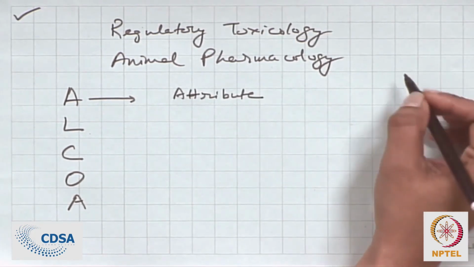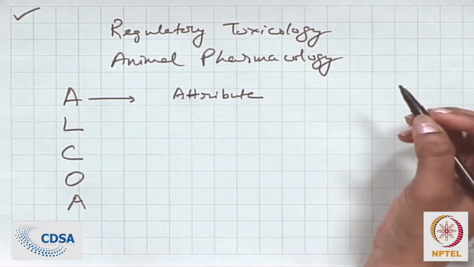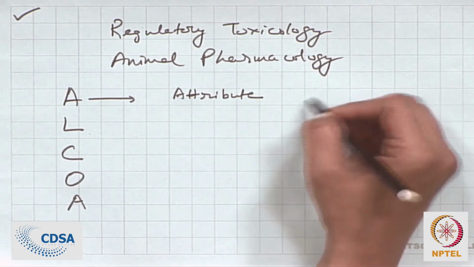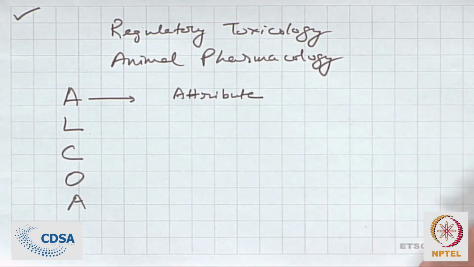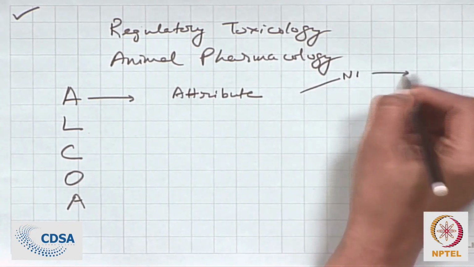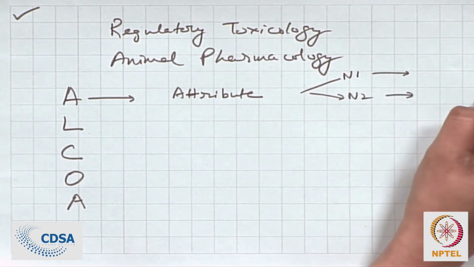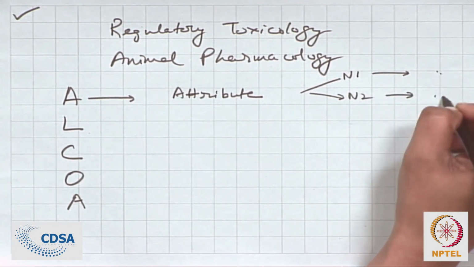That means anything which you do, you should be able to attribute to anybody who has done it. Suppose a small child is being weighed by nurse 1 and the value of the child weight is written by nurse 2. So you should write nurse 1 took the body weight and nurse 2 documented the body weight in the sheet. So there were 2 nurses involved.